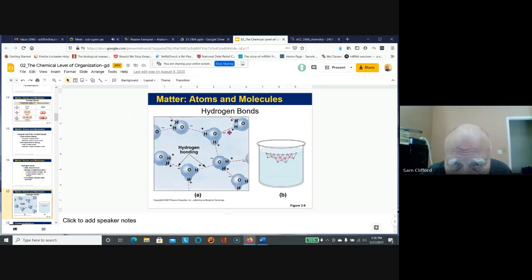Hydrogen bonds are these dashed red lines. Water molecules are called a dipole. They have a slightly positive area around the hydrogens and a slightly negative region around the oxygen. So those are hydrogen bonds. Those help give water its characteristics of being a universal solvent, having a high specific heat. It takes a lot of energy to get water to boil because you have to break these hydrogen bonds.